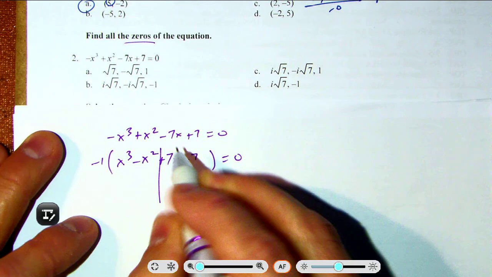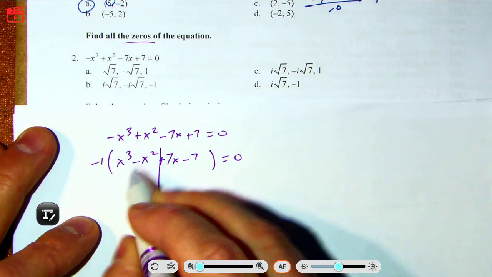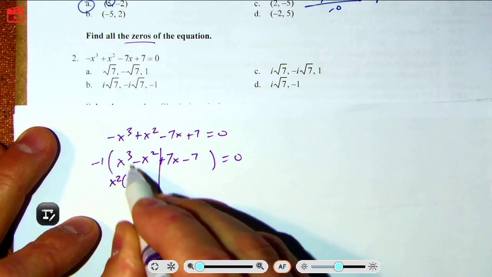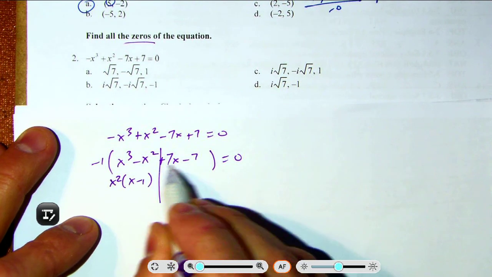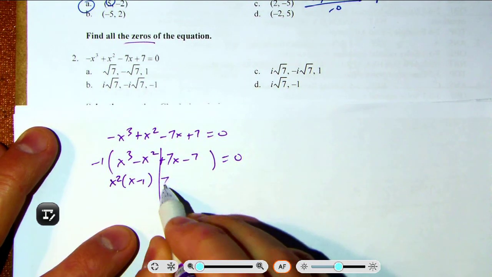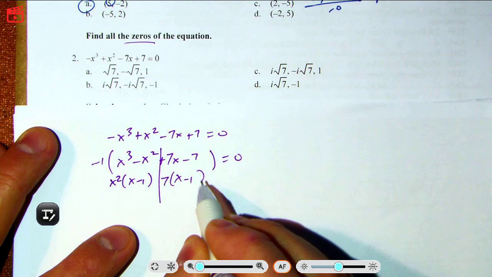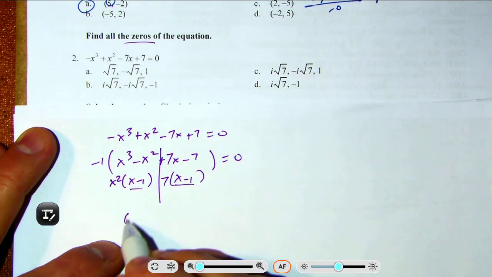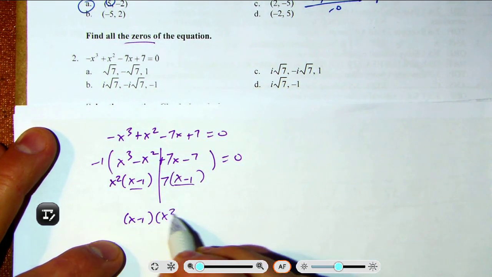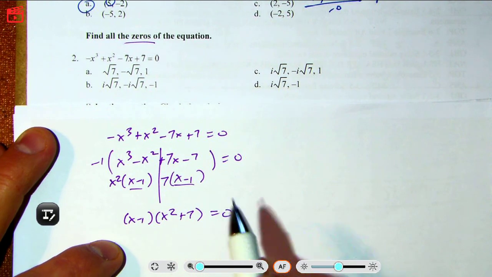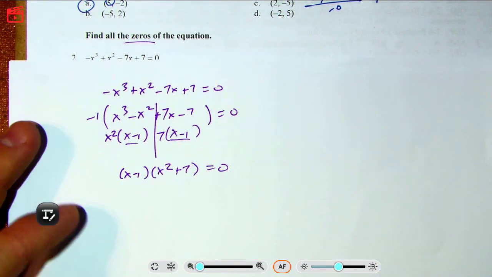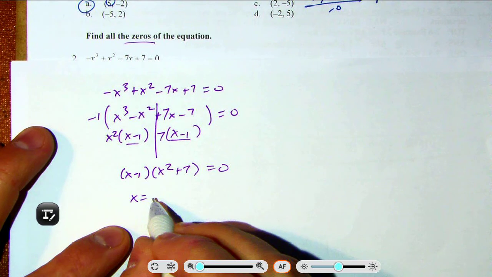Now let's factor by grouping. What's the GCF of these two terms? It's x squared, so we have x minus 1. What's the GCF of these two terms? It's 7. We have x minus 1, so then that becomes our new GCF, x minus 1 and x squared plus 7. Now when you solve this using the zero product property, this one's easy, so x equals 1.